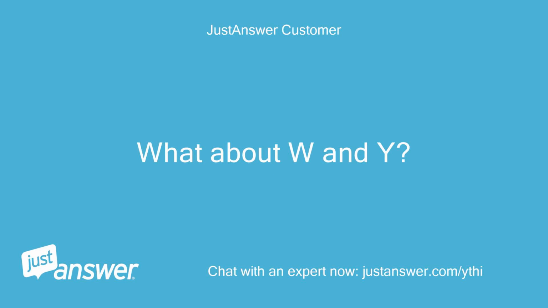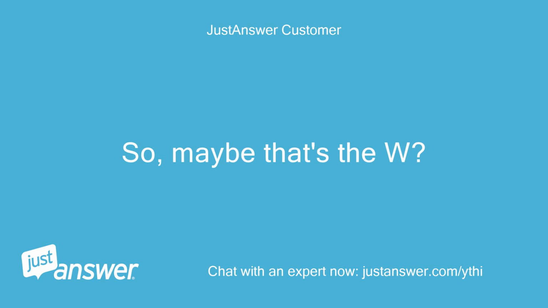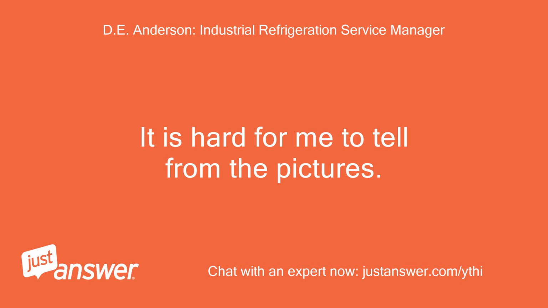What about W and Y? The thin wires coming from the left of my picture, are they the ones from the stat? So, maybe that's the W. And then ignore the Y. Or is the lack of a Y indicative that this may not work? It is hard for me to tell from the pictures.